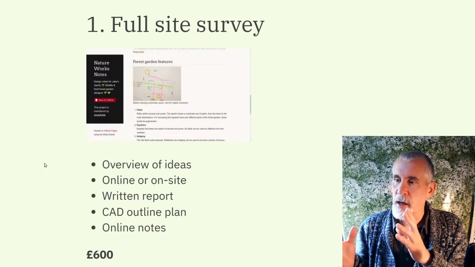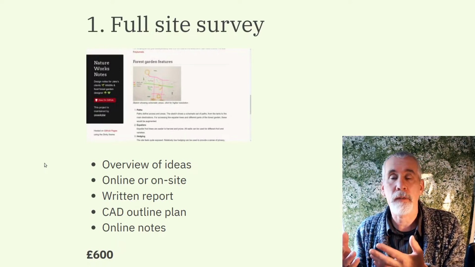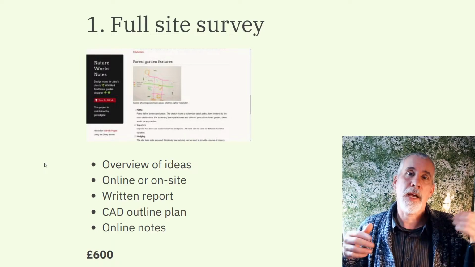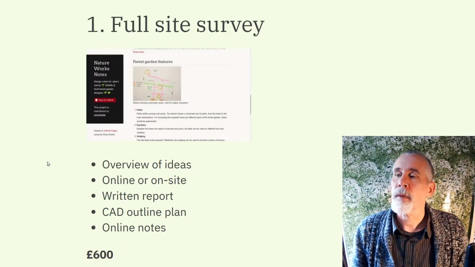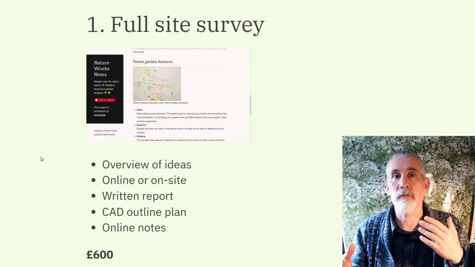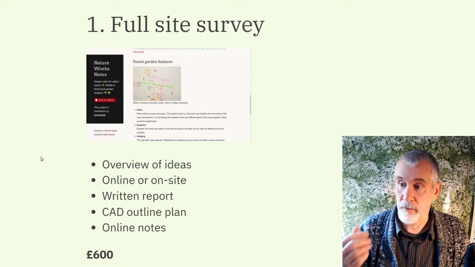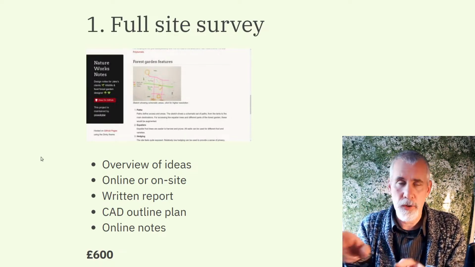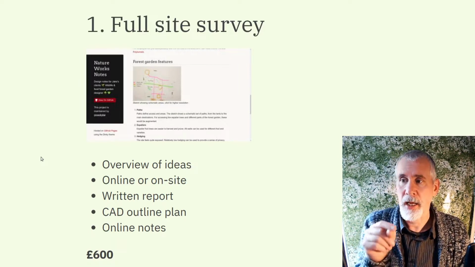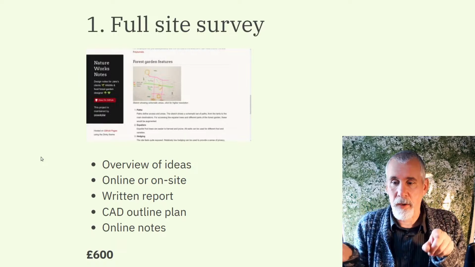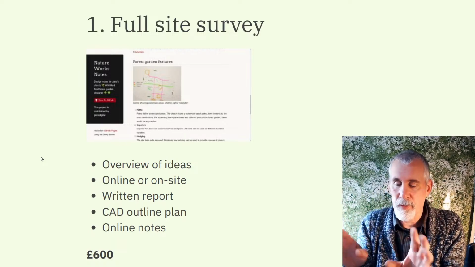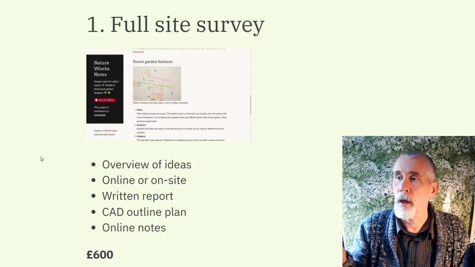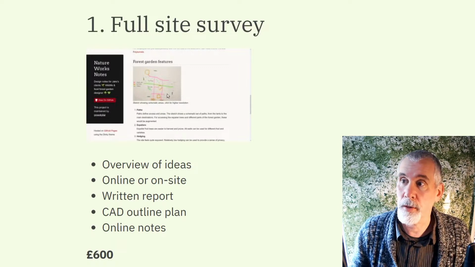Either I'll go there and take lots of photographs, or the client provides lots of photographs and videos and basic measurements. And I can use satellite imagery as well, just to get a sense of the boundaries of the land. And this is providing an overview of the ideas, the general direction of the project. You get a written report with ideas about main pathways, main planting suggestions and use of different areas, plus a CAD outline plan, which is just an outline of the boundary of the property and the basic, essential features like the house, for example. And then I generally do a schematic diagram as well, which you can just about see up there.